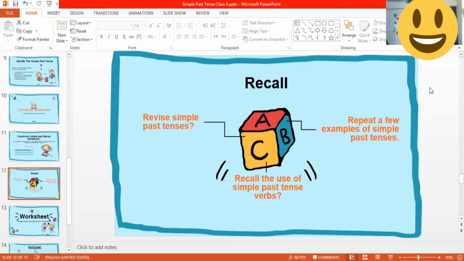Okay? So we know that there are different forms of verbs, first, second, and third. Second form of verb is used in the simple past tense. Okay, and the verbs can be changed by adding d, ed, or the whole verb can be changed. That is an irregular form of verb. Okay, so we all learned that.